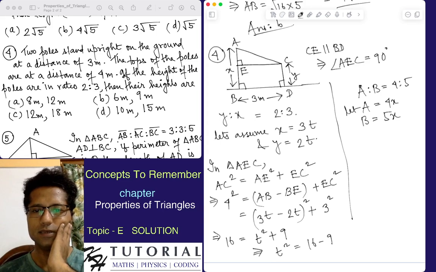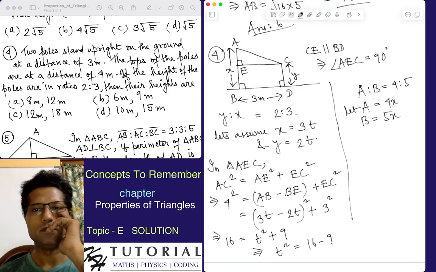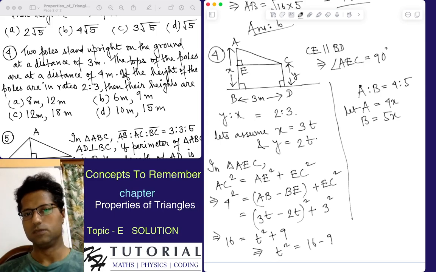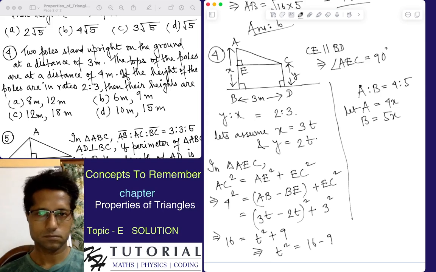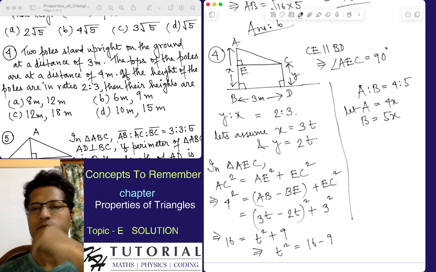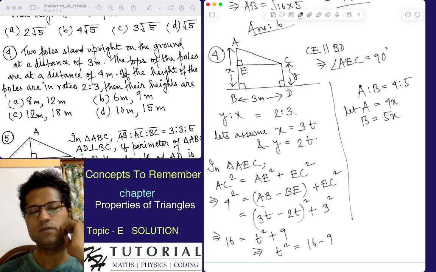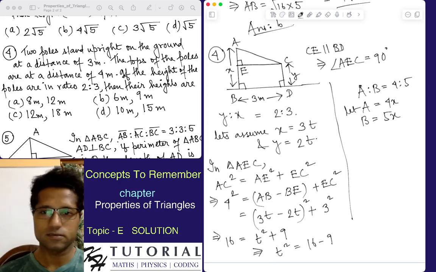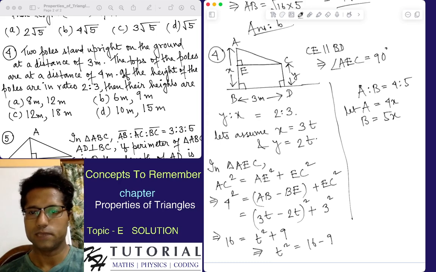And then in triangle AEC we have AC square equals AE square plus EC square. AC is given to be 4. AC is the distance between the tops, which is given to be 4. So 4 square equals AB minus AE, which is AB minus BE, plus EC square. And what is AB? AB is the height of the pole AB, which is x, and x is equal to 3t.